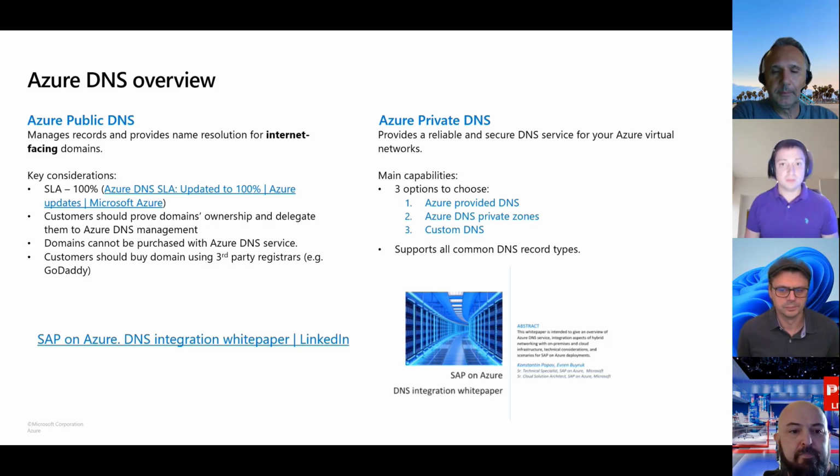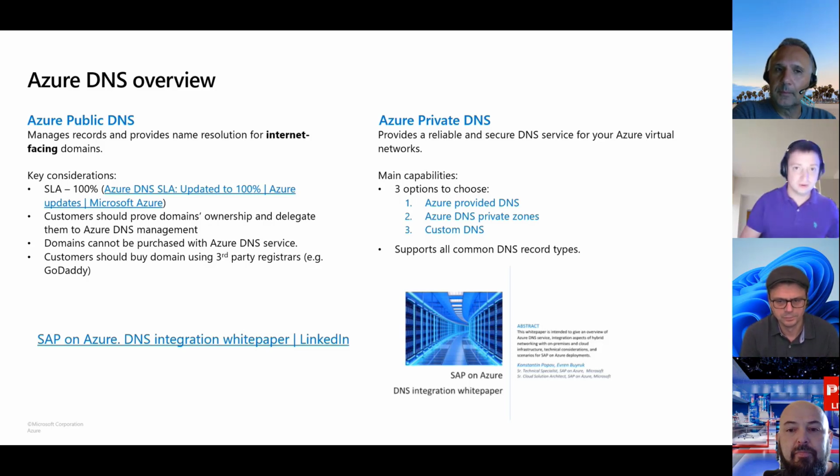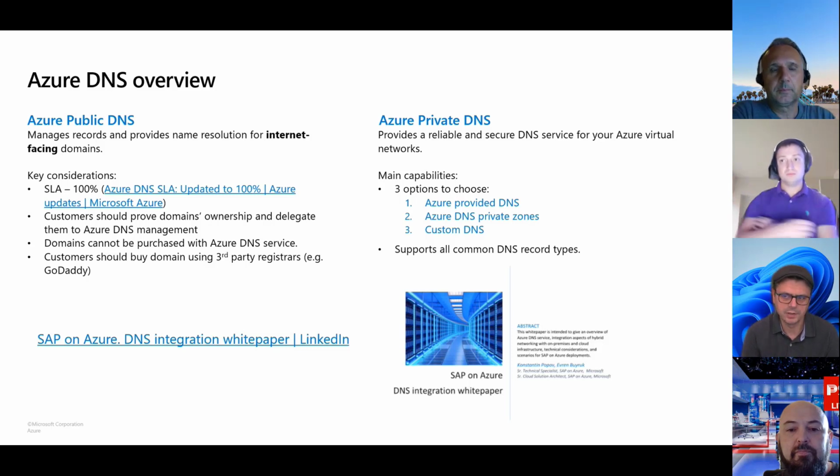The first one is Azure Provided DNS. The second one is Azure DNS Private Zones, which is platform as a service as well. And the third option is Custom DNS. With Custom DNS, there is a capability to deploy your own DNS infrastructure or connect virtual networks with your existing DNS infrastructure. From on-premise, you mean? From on-premise or from whatever. Or if you replicate DNS in the cloud, then you connect to that. You can even use third-party providers like Cloudflare, for instance. So that's full flexibility.